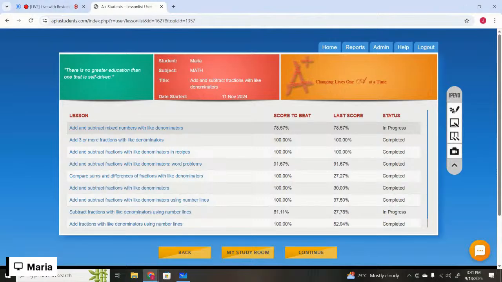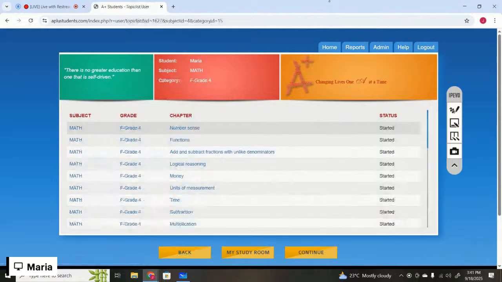So we were working on grade 4 math. The chapter we were working on is add and subtract fractions with like denominators. The lessons we have covered today are add and subtract mixed numbers with like denominators, add three or more fractions with like denominators, add and subtract fractions with like denominators in recipes, and add and subtract fractions with like denominators word problems. Please make sure that before the next session you complete all the practice questions for the lessons we just did. That is your homework until the next session.